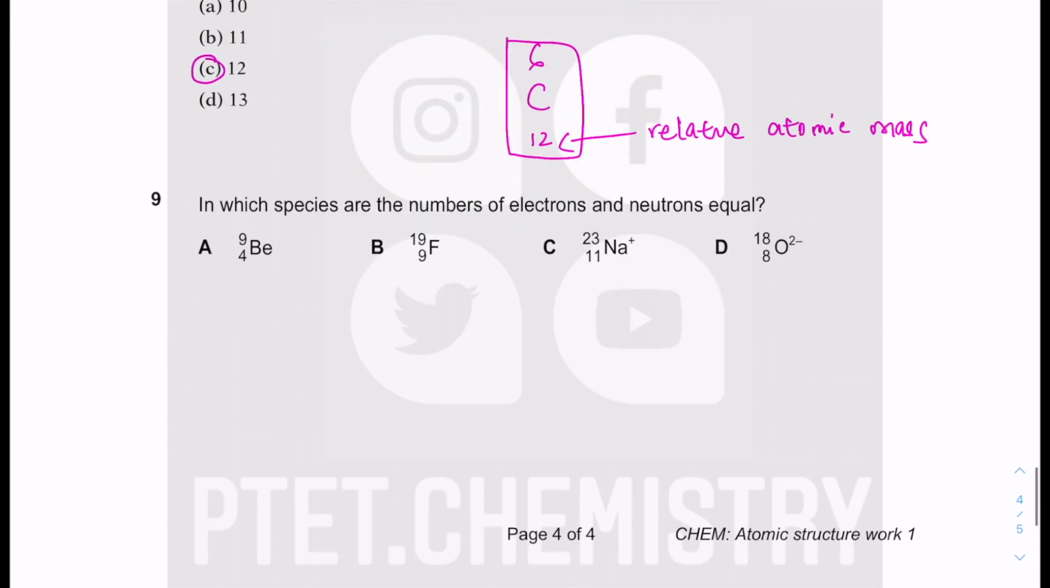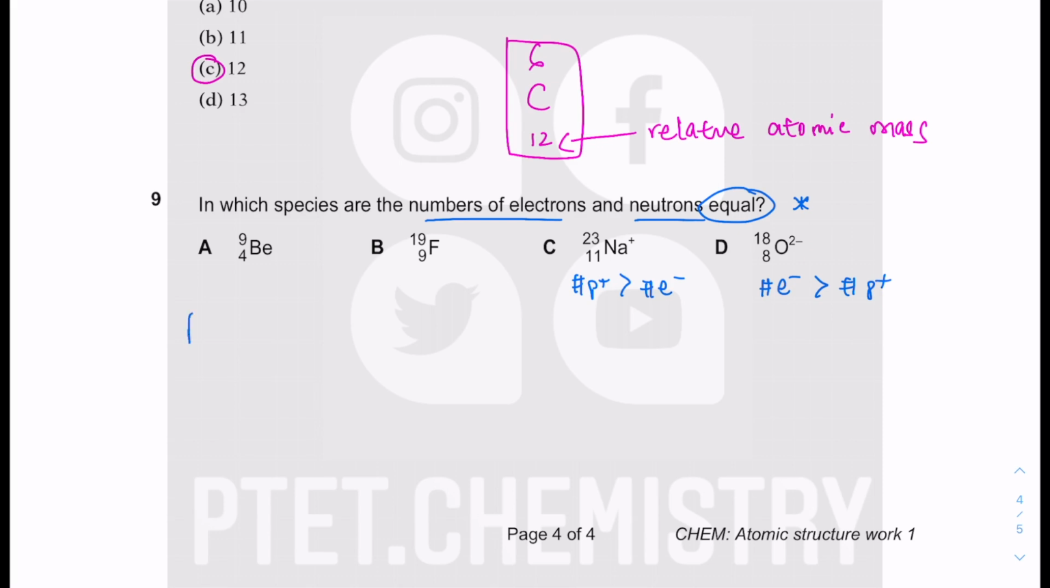Next question. So we are looking for a species where the number of electrons and neutrons are equal. So some of these are atoms, but some of them are ions. This is a positive ion. So the number of protons is more than the number of electrons by 1. The number of electrons is more than the number of protons by 2, because you gain 2 electrons, you lose 1 electron there.